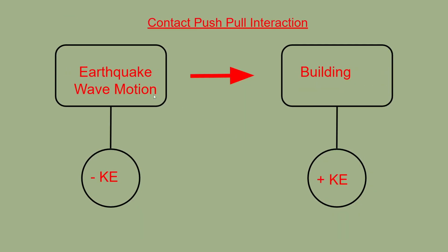Now, another side interaction is the earthquake wave motion. As the plates are moving, the kinetic energy of the wave motion will decrease, and if it affects something like a building, a building and town will increase in kinetic energy, which cause it to topple over or just move a bit.